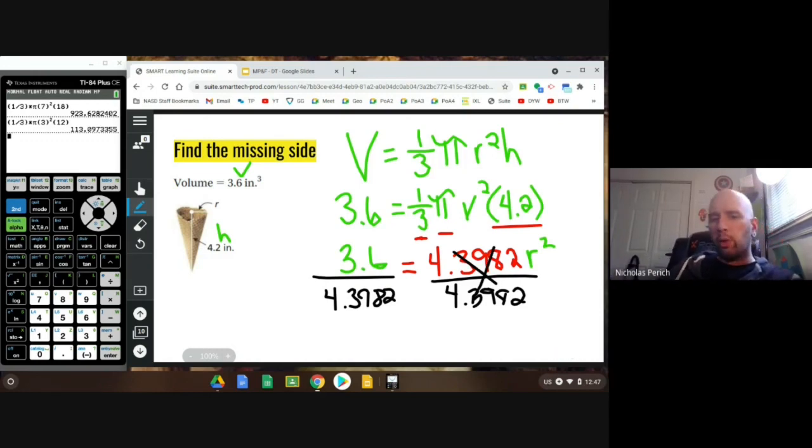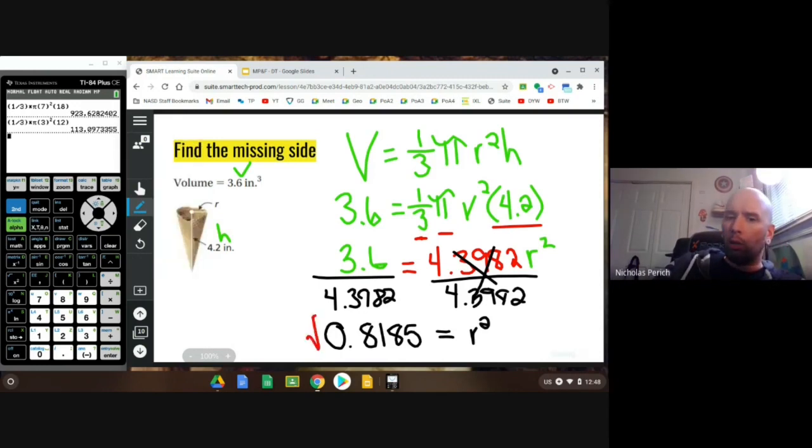3.6 divided by 4.3982 is about 0.8185. 0.8185 equals r squared. Is r all by itself? No. What's in the way? Squared. How do I get rid of that squared? Square root it. So I'm going to square root both sides. That cancels out. Square root of 0.8185 is about 0.90471. So r is about 0.9.